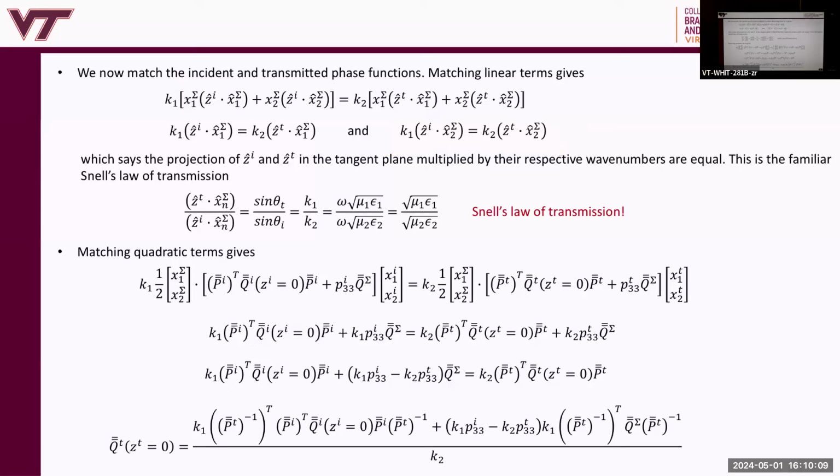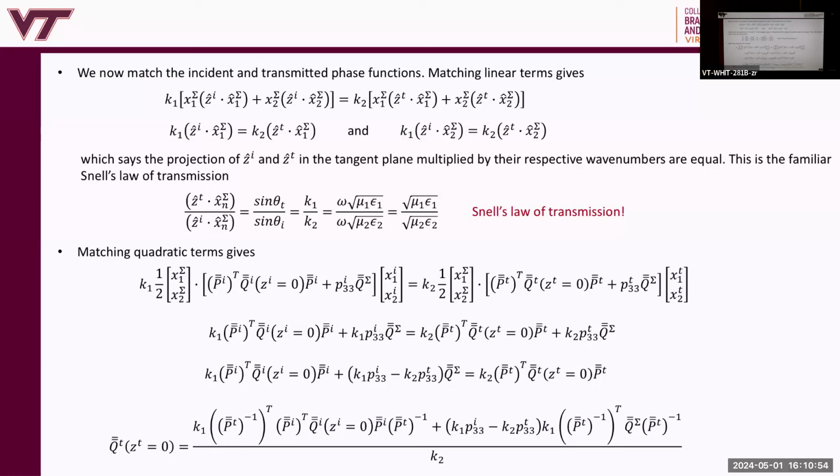These two formulas say that the projection of Z incident and Z transmitted into the tangent plane, multiplied by the respective wave numbers, are equal, because Z incident dotted with X1 sigma, which is in the tangent plane of the surface at the point of transmission, is equal to Z transmitted dotted with that same vector. So Z transmitted dotted with sigma 1 is the projection of Z transmitted into the tangent plane multiplied by K2, which has to be equal to Z incident projected into the same tangent plane along the same axis multiplied by K1. So that is nothing but Snell's law of transmission, right?